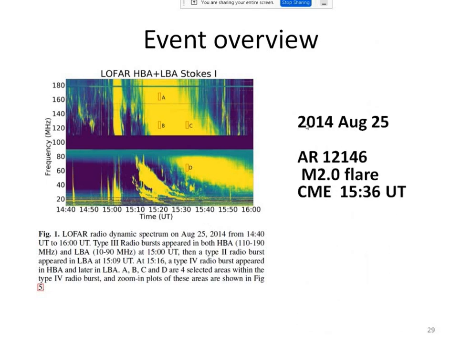This event was on 2014, August 25, and it's the active region of this number. There was an M2.0 flare, and there was actually a CME which started to appear on LASCO at approximately this time.